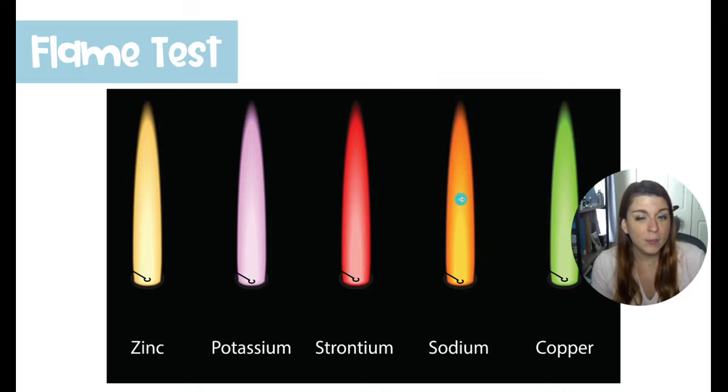Sodium and calcium are really alike. They're both an orangey color. Copper is my favorite with this greenish color. In my experience, copper is also a little bit more blue than this. Barium also has a lime green flame. So flame tests are good, but they're not definitive because it's really hard to distinguish the colors from one to the next. And also you can have some interference. For example, these are all done on little wires.